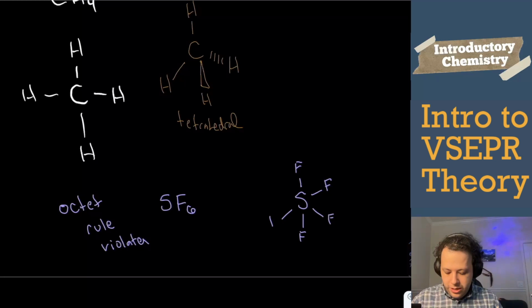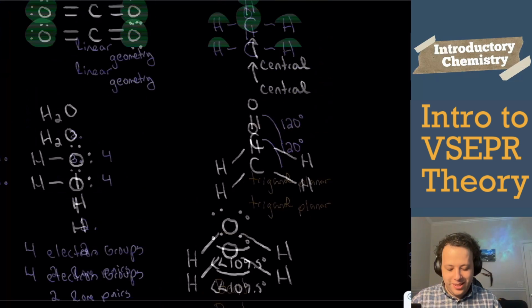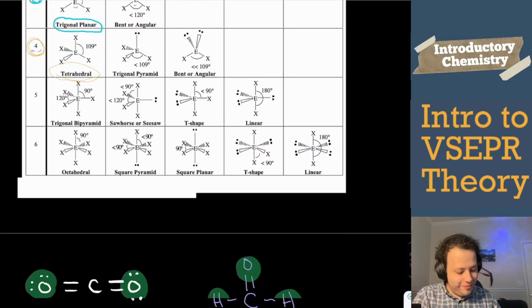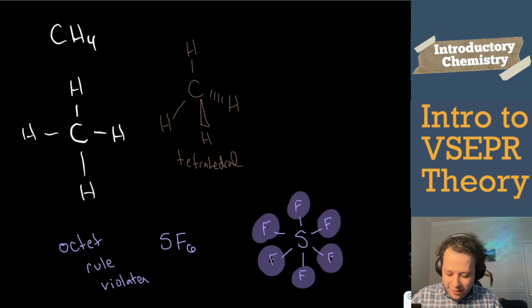So what geometry would 6 groups be on all sides? So we have 1, 2, 3, 4, 5, 6. How do we do that? Well, we would see that we have 6. There was no lone pairs on it. This one's going to be octahedral. So if we were to draw this one, well, we have it pretty close.